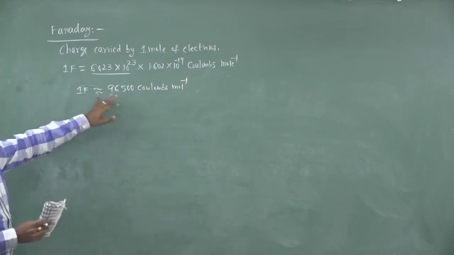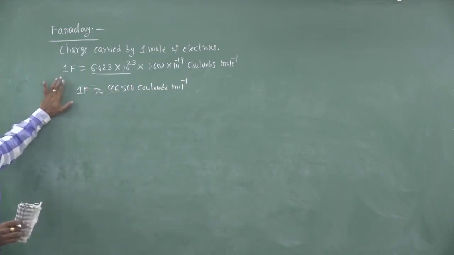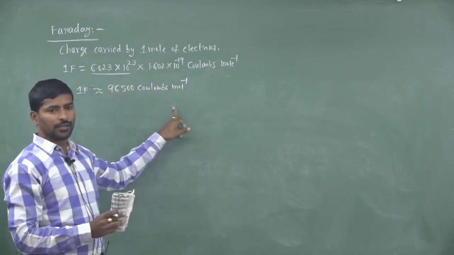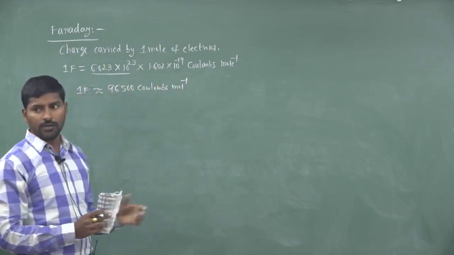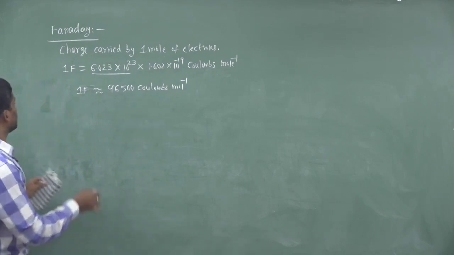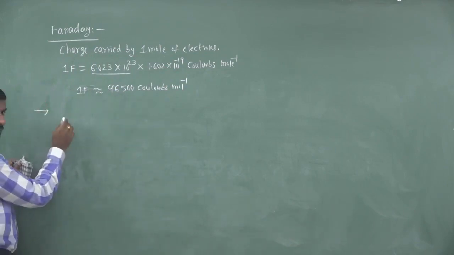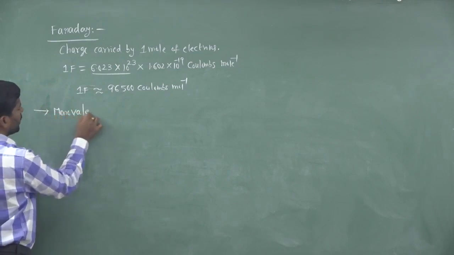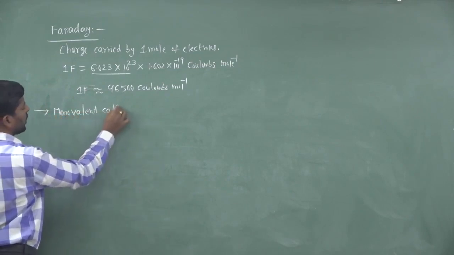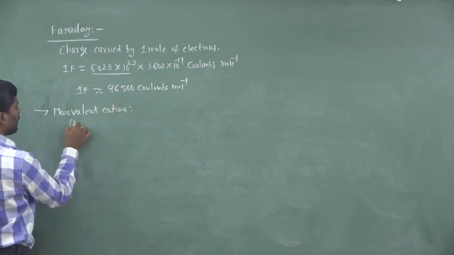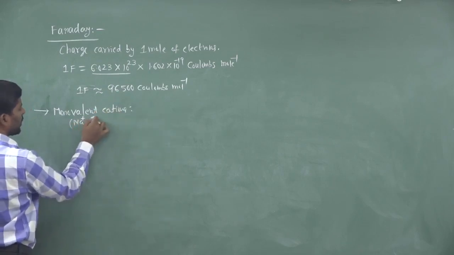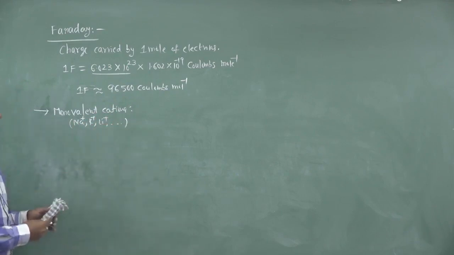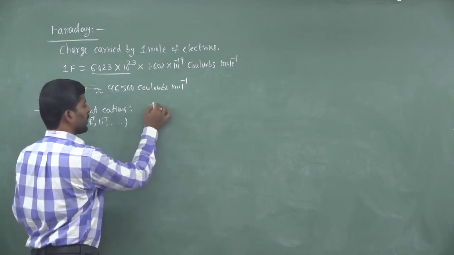So 96,500 coulombs is called what? 1 Faraday. So the charge carried by 1 mole of electrons is nothing but 96,500 coulombs, which is called 1 Faraday. Okay. Next, for example, I am taking monovalent or univalent cations, for example sodium plus, potassium plus, lithium plus, etc. In general I am indicating M plus only.